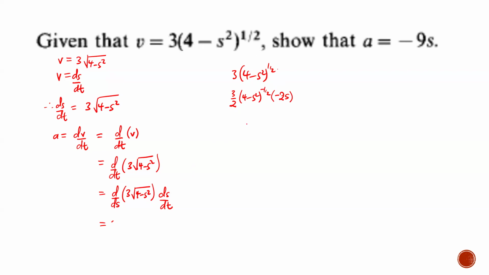Now that 2 is going to go with that 2. So this is simply negative 3 times (4 minus s squared) to the power negative a half times s. And ds/dt we already saw was 3 times (4 minus s squared) to the power a half. So you can see that when you simplify that, you get negative 9s. And so we have shown as required.